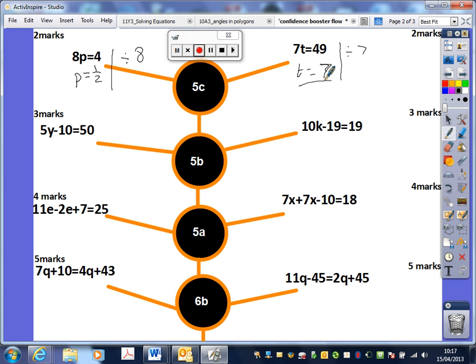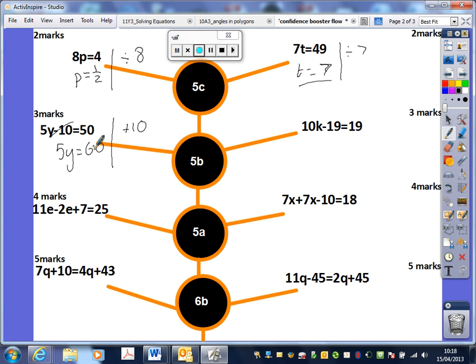Alicia. Okay. 5y minus 10 is equal to 50. What's the first step? Do the opposite and add 10. Good. So, minus 10 plus 10 is? 0. So we've wiped that off. Good. So we're left with what on this side? 5y, and then we've got 50 plus 10, 60.